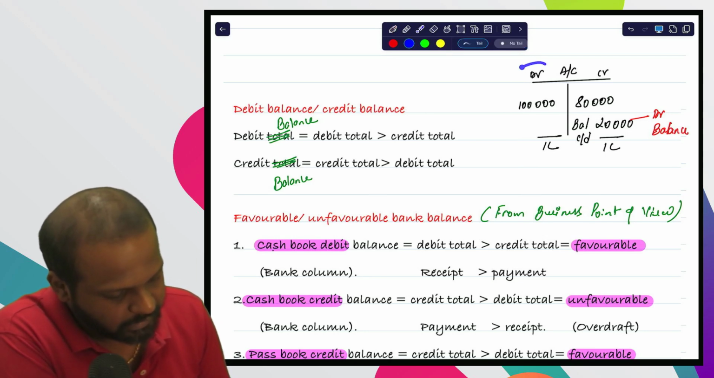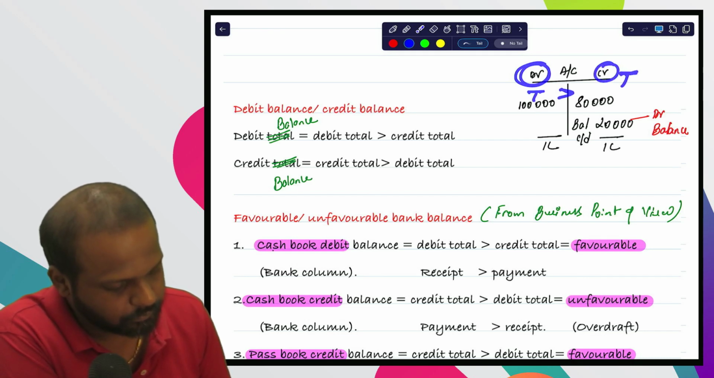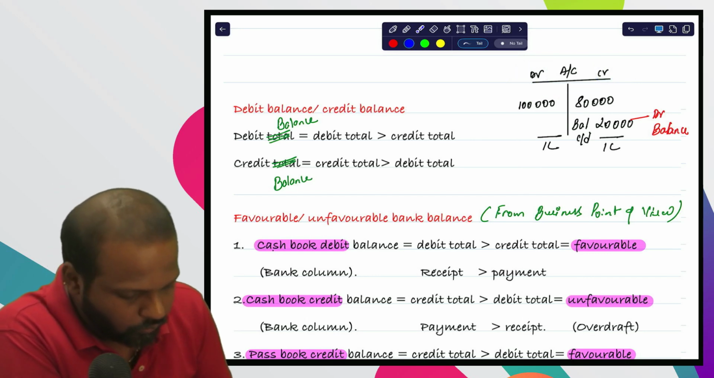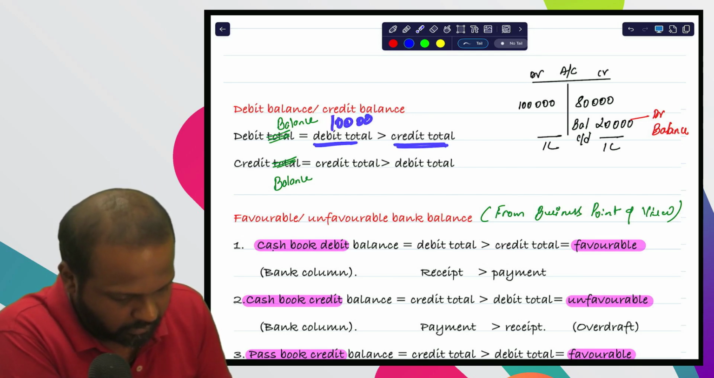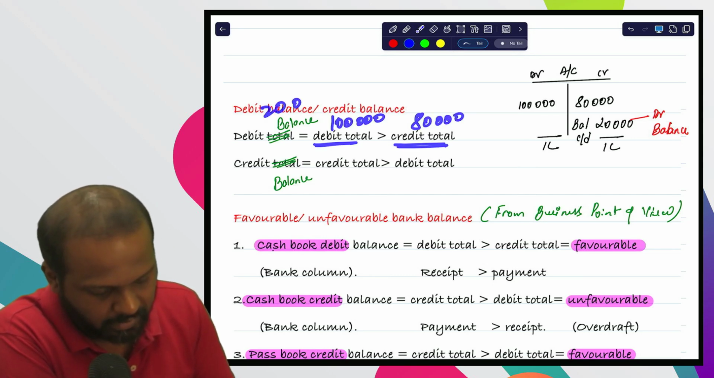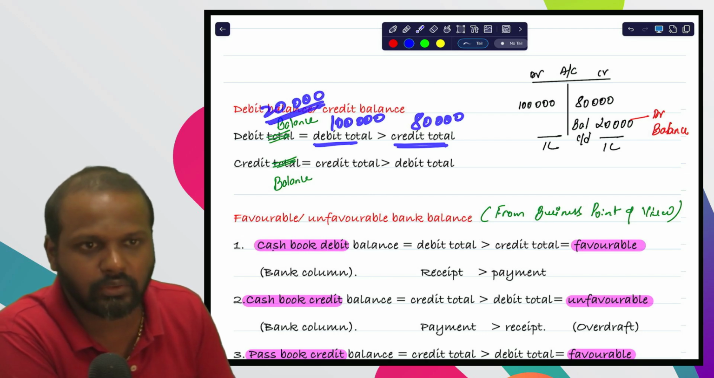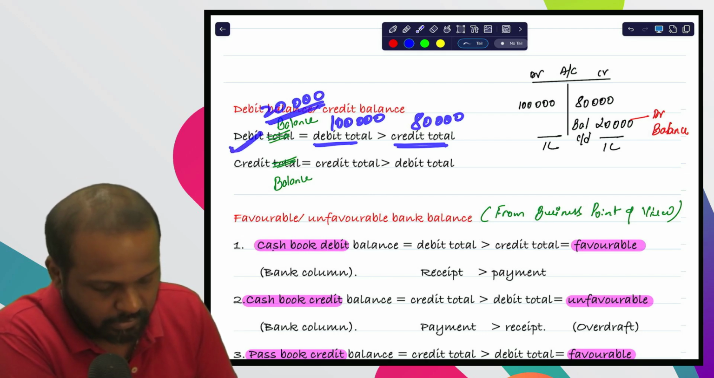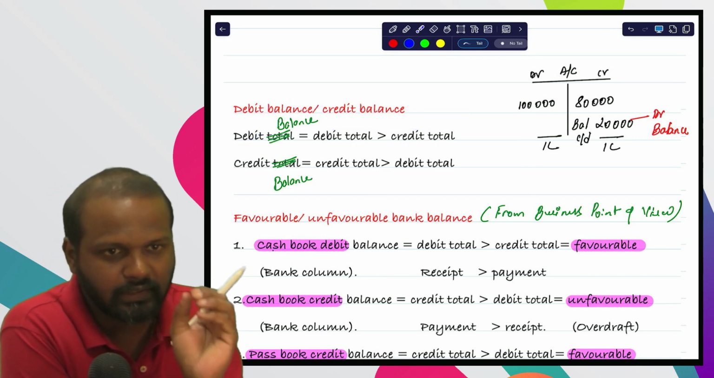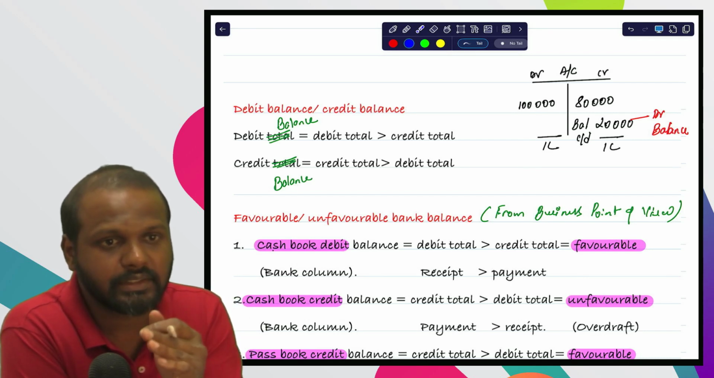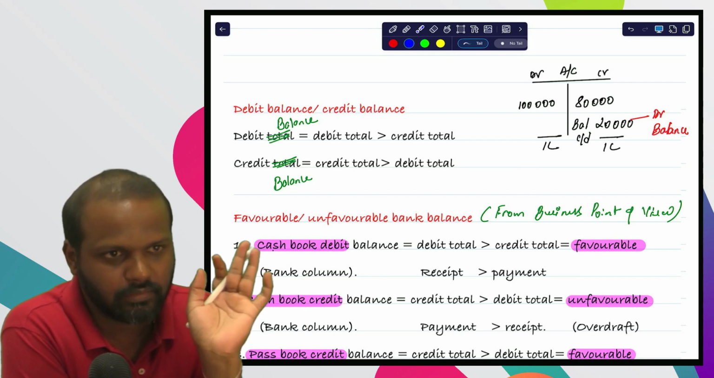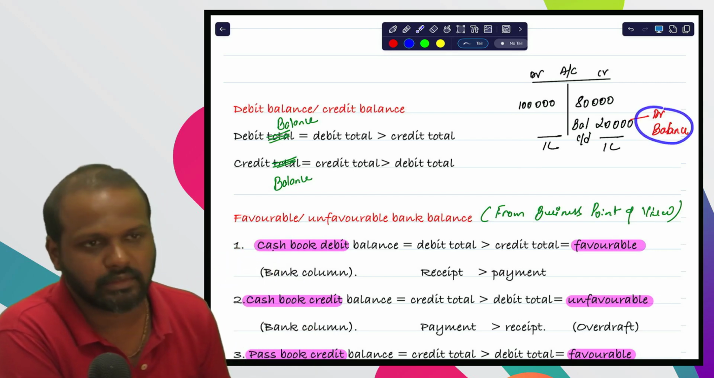Debit balance means debit total is greater than credit total. When your debit total is 1 lakh and credit total is 80,000, the difference of 20,000 is called the balance. The difference of debit and credit is called the balance. And this is which balance? Debit balance. So whenever they say debit balance, you need to understand that the debit side is more than the credit side.